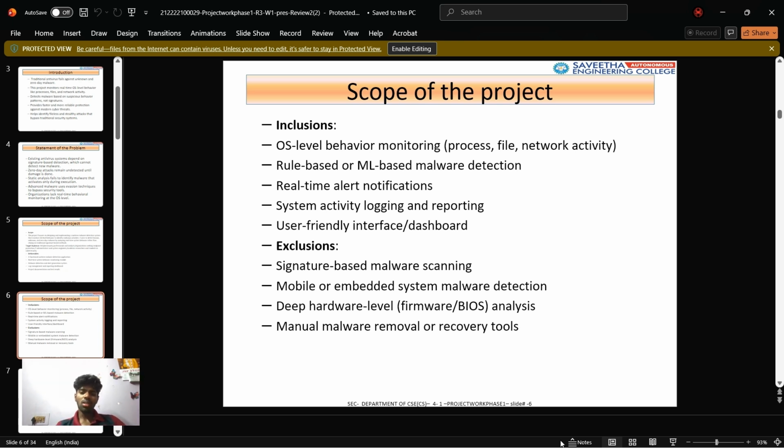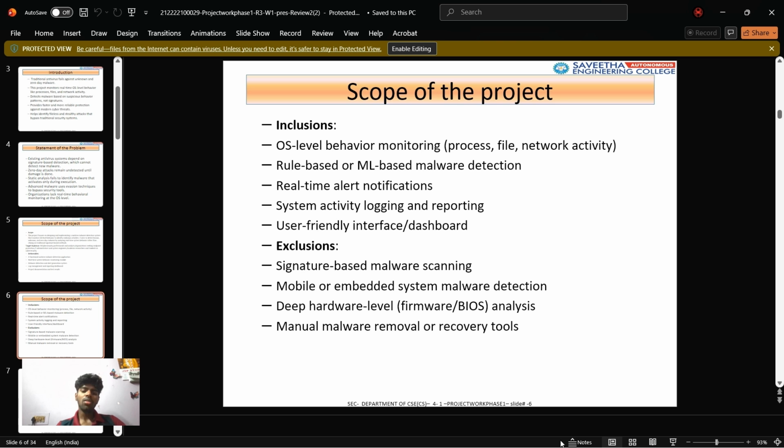Now, what are the inclusions in this project? OS level behavior monitoring, where processes, files, and network activities are monitored. Then rule-based or ML-based malware detection, real-time alert notifications, system activity logging and reporting, and a user-friendly interface and dashboard where everyone can understand what is happening, and when an attack is ongoing, how it shows in the interface to normal users or professionals.